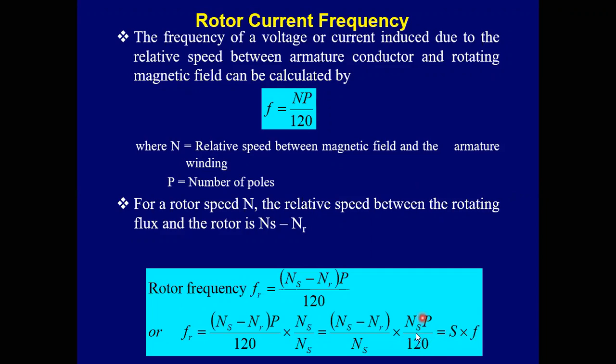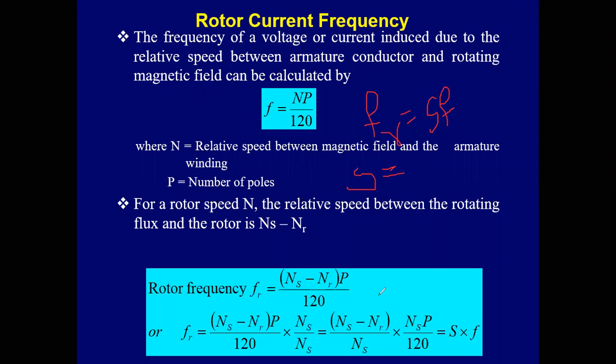Ns is equal to 120f by P, so that is f. Ns minus nr by ns, that is s. So the final answer is that rotor frequency Fr is equal to slip times stator frequency.